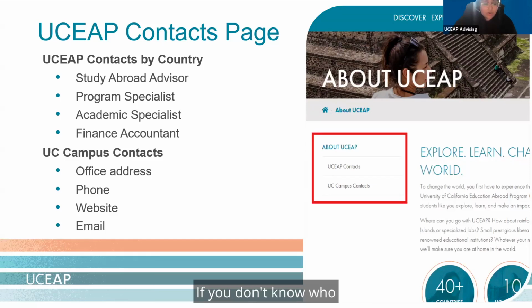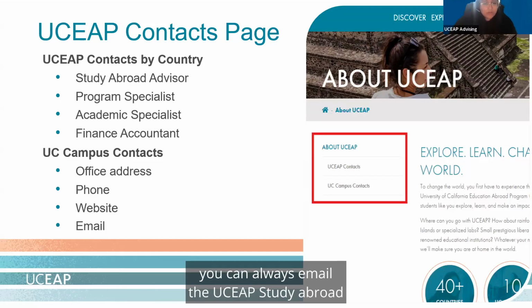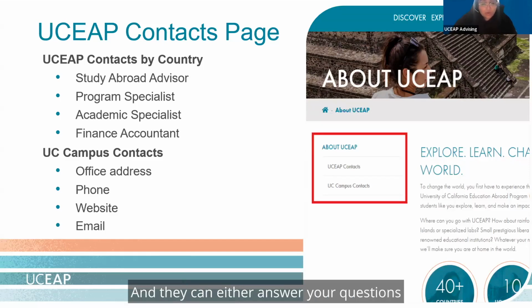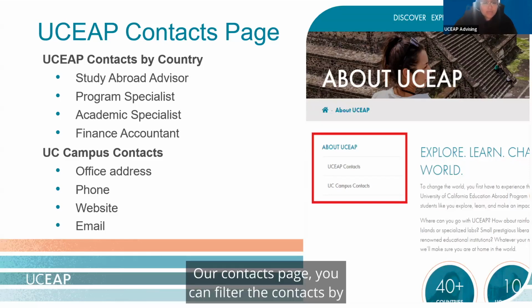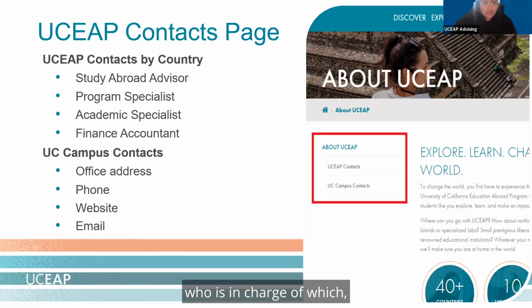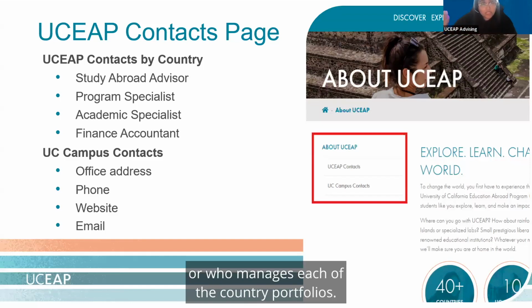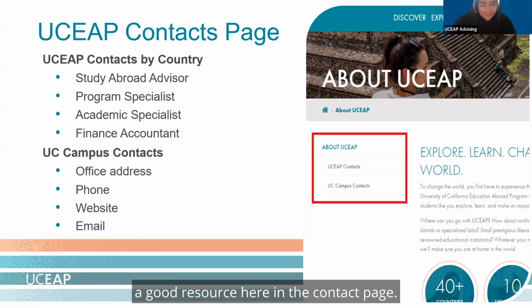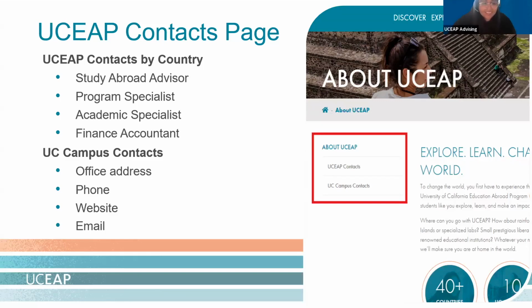If you don't know who to contact about your specific question, you can always email the UCEAP Study Abroad Advisor for your program, and they can either answer your questions or redirect you to someone who can. On our contacts page, you can filter the contacts by who is in charge of or manages each of the country portfolios. So you'll have a good resource here in the contact page.